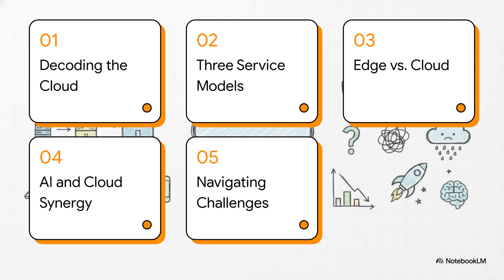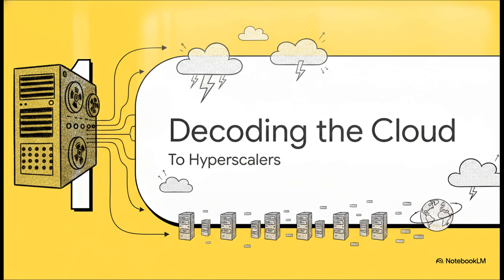So here's our roadmap for today's explainer. We'll be covering 1. Decoding the cloud. 2. The three service models. 3. Edge versus cloud computing. 4. The AI and cloud synergy. And finally, 5. Navigating cloud challenges. Okay, let's dive right in.